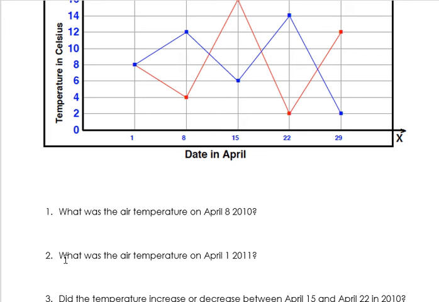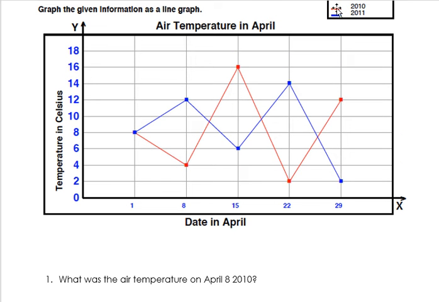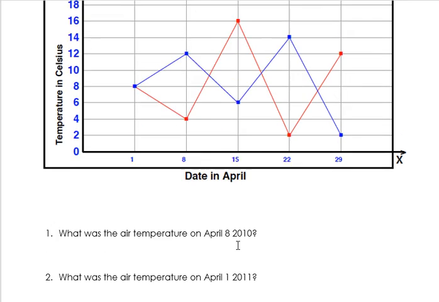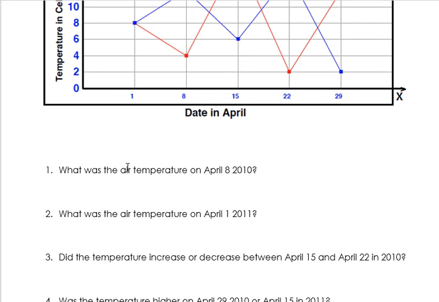Number 2 asks what was the air temperature on April the 1st in 2011. Now you know that 2011 is the blue line and you're looking for April 1st. So you find April 1st, you find your blue line, and you move over to see how hot it is. That's how you work out your answer.